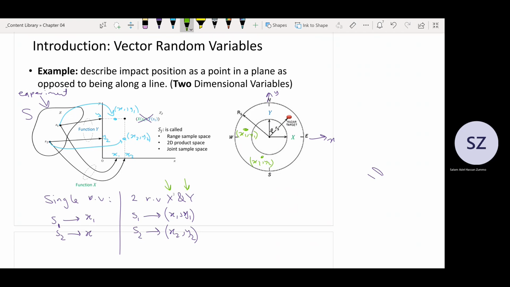Now, how these x and y are described together, we need to define what we call the joint PDF, the joint probability distribution. However, the main idea here is to understand why we need two random variables, or three random variables. As I mentioned, in real scenarios, one random variable may not be enough to describe the randomness, the behavior of the experiment at hand.